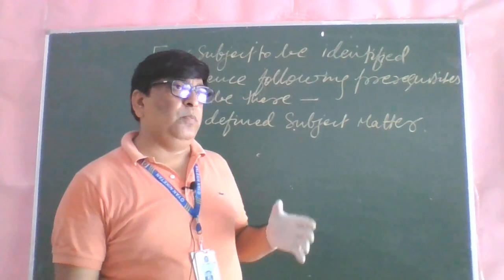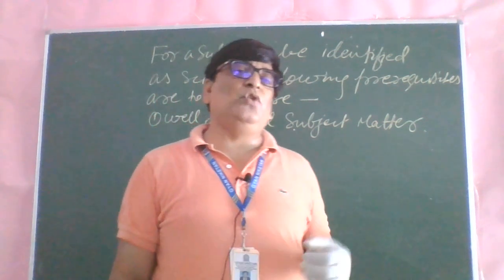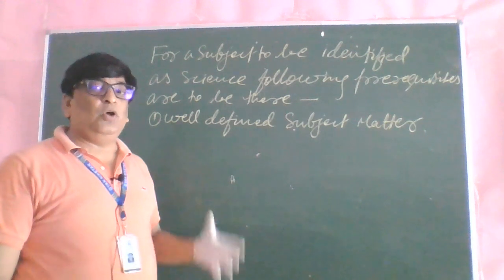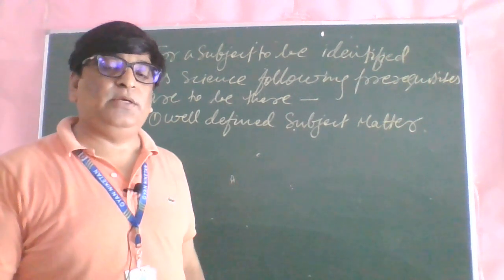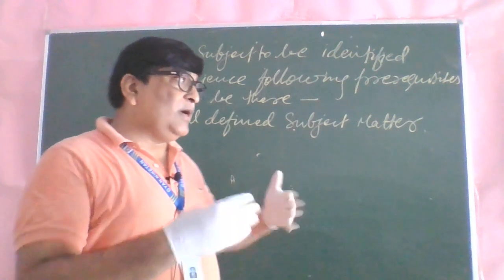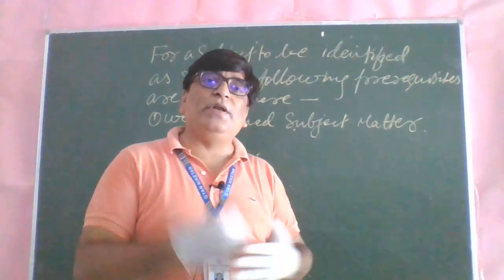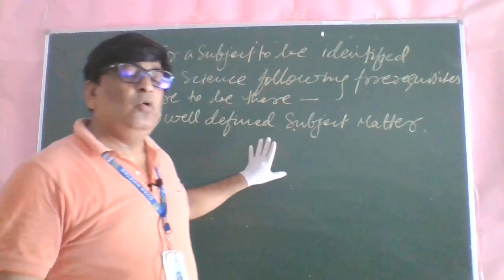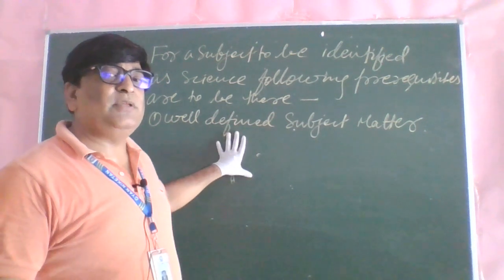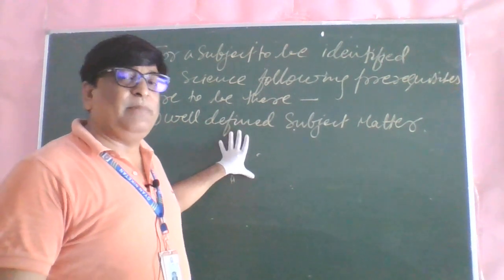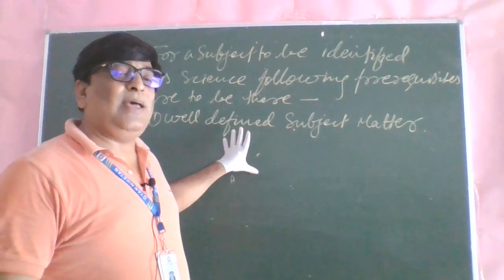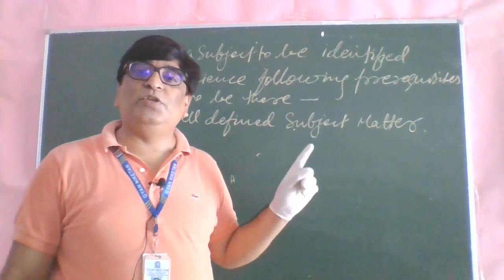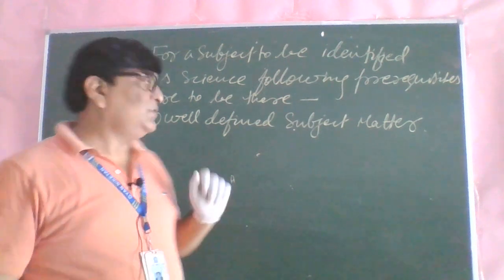So, if you compare economics with natural science, as far as this well-defined subject matter is concerned, it is not like a watertight compartment. Here in natural science, there is watertight compartmentalization, watertight segmentation of the subject matter, but in economics, it is not like that. So, from this point of view, you can say that yes, economics has its own subject matter, but it is not as rigid as in the case of natural science. So, we cannot say that economics is a pure science like other natural sciences.